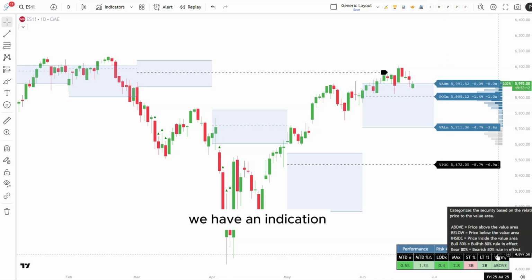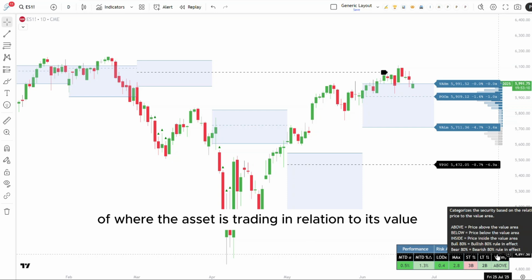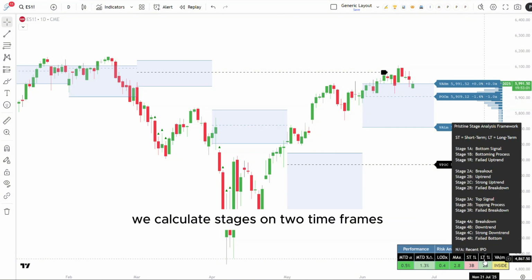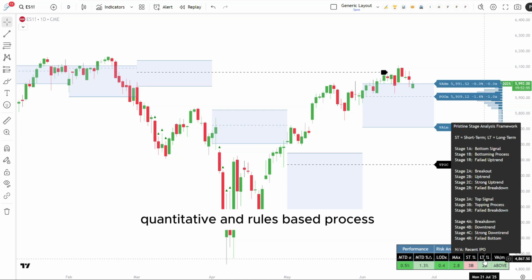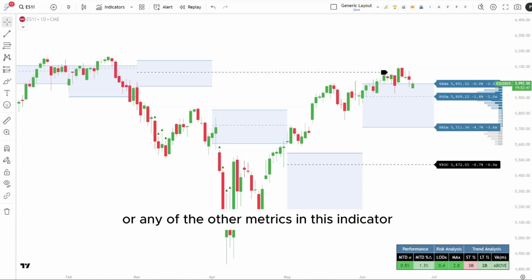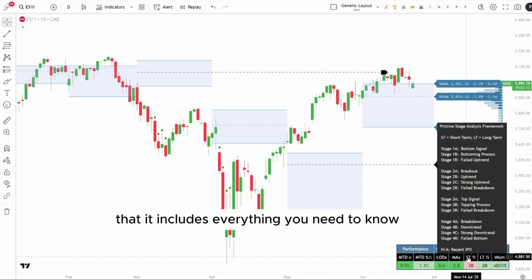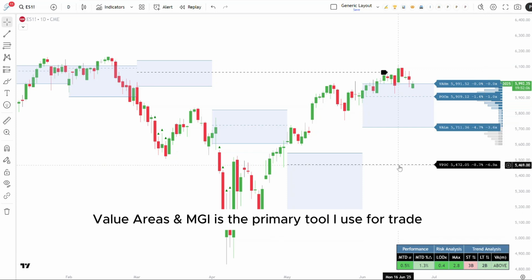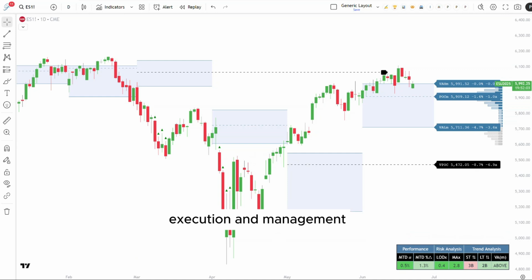And finally, we have an indication of where the asset is trading in relation to its value area, and also our proprietary Pristine stage analysis framework. We calculate stages on 2 time frames, short-term and long-term, and it's a completely quantitative and rules-based process. If you'd like a comprehensive deep dive into our stage analysis methodology or any of the other metrics in this indicator, I encourage you to review our documentation. We spent a ton of time and effort to make sure that it includes everything you need to know, so definitely leverage that.